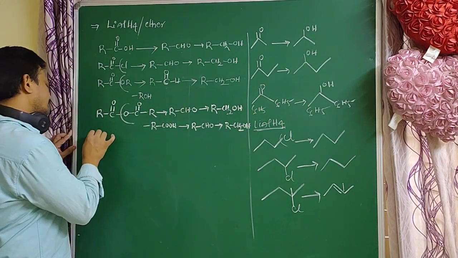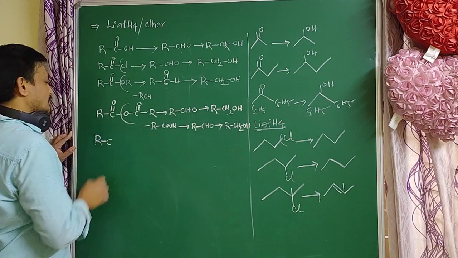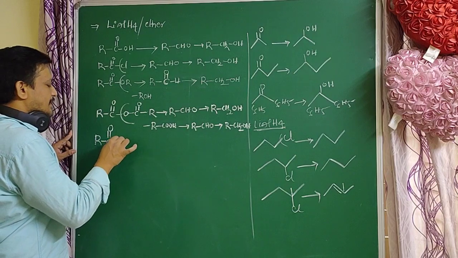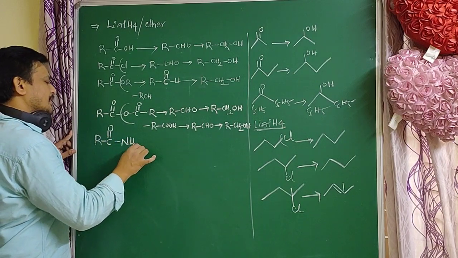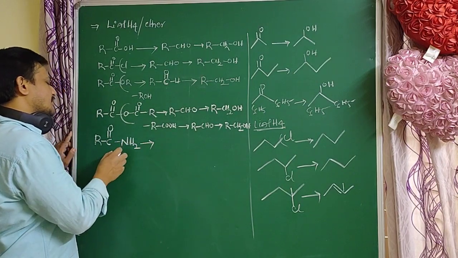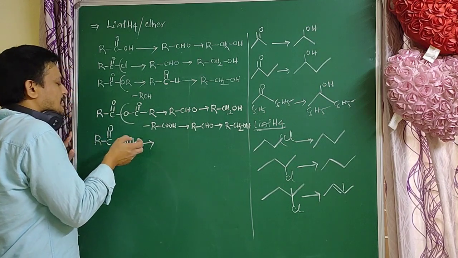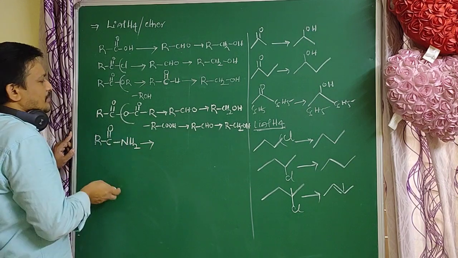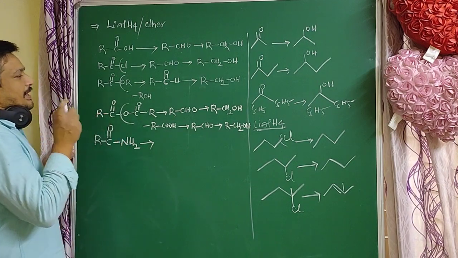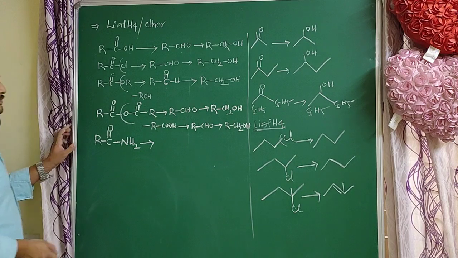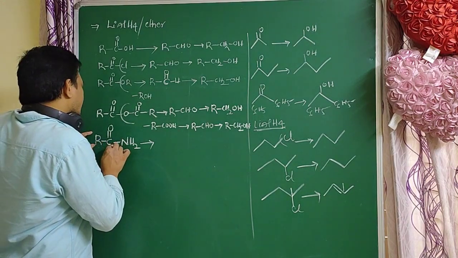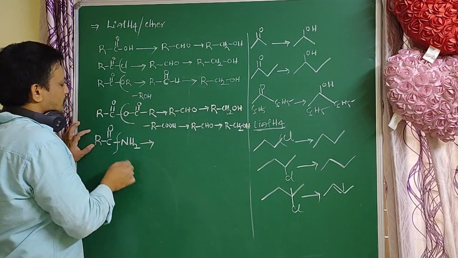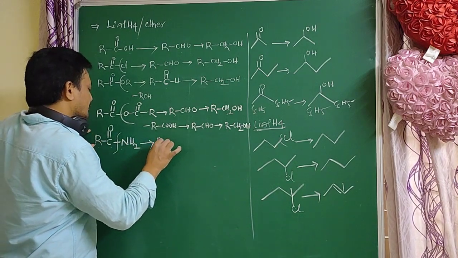So next, here is a very important note: amides are not converted to alcohols in the presence of lithium aluminum hydride. In the presence of lithium aluminum hydride, this C-N bond is not broken. That bond is a very strong bond.